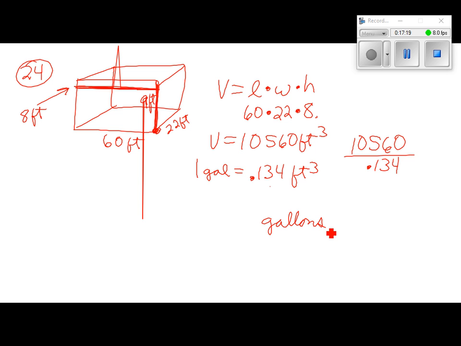So we take 10,560 divided by 0.134, and we end up with, and I'm going to round it off to the nearest gallon, 78,806 gallons. We're going to need about 78,806 gallons of water.